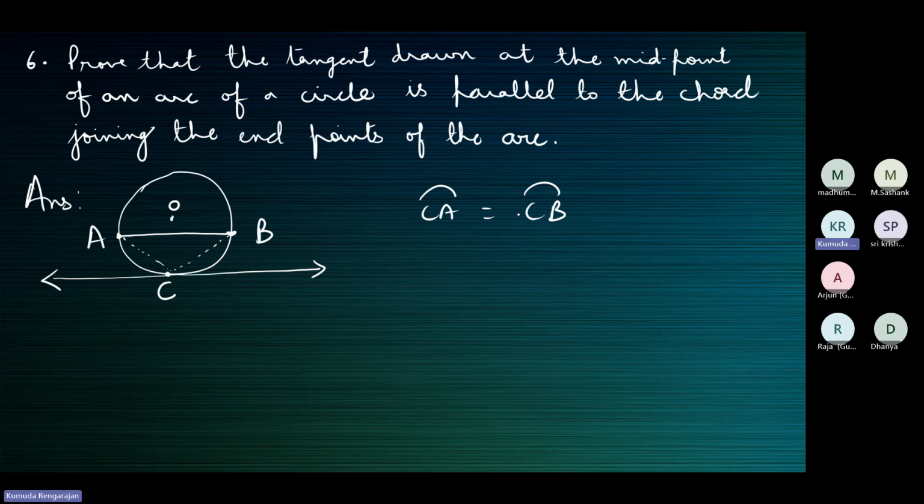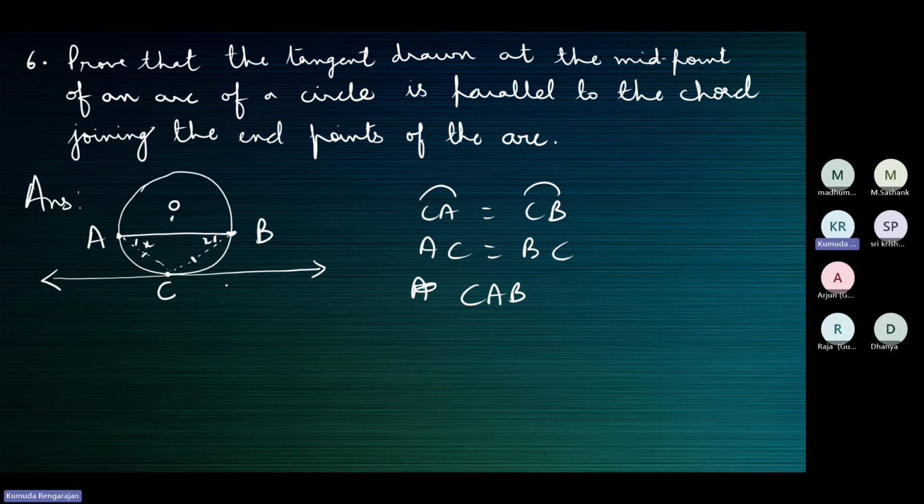Now, there's a theorem which says equal arcs contain equal chords, which means AC is equal to BC. That is, the chord AC is equal to the chord BC, which means triangle CAB is an isosceles triangle. This side is equal to this side. That means this angle X is equal to this angle.